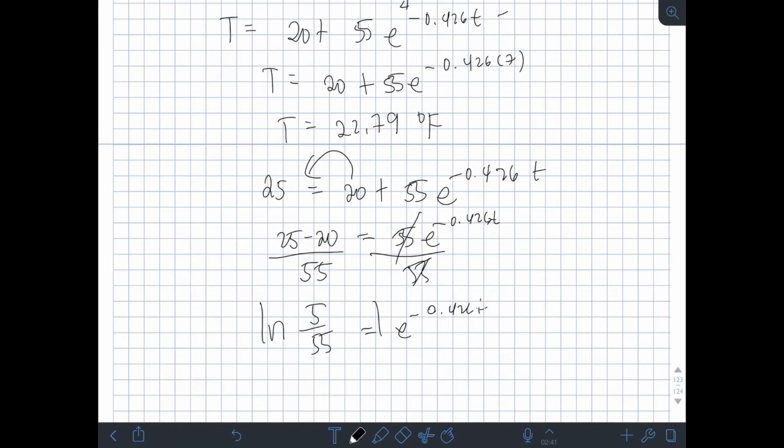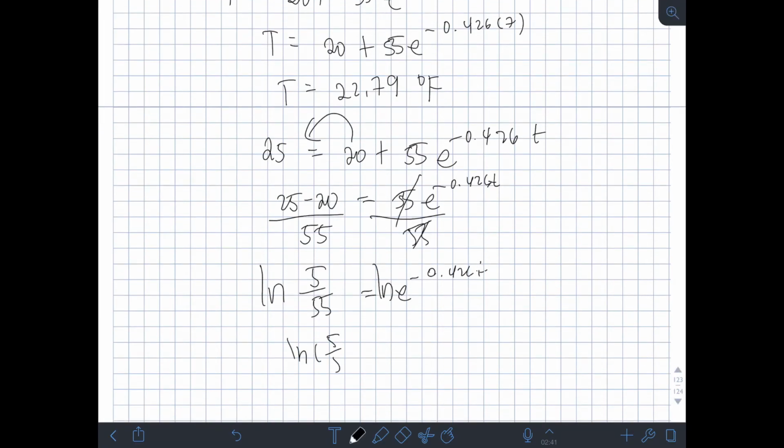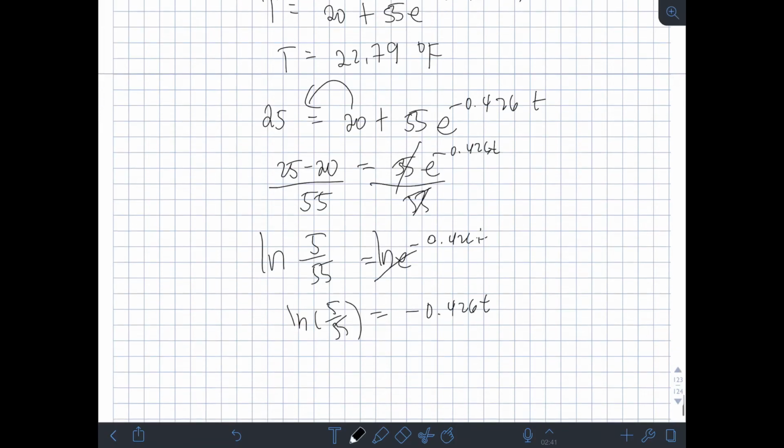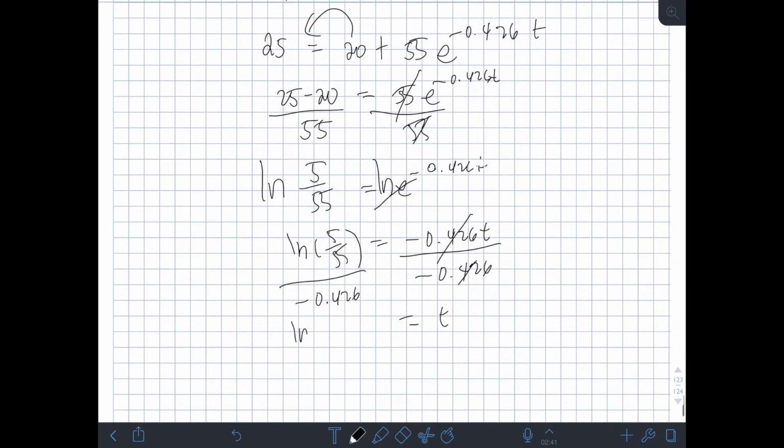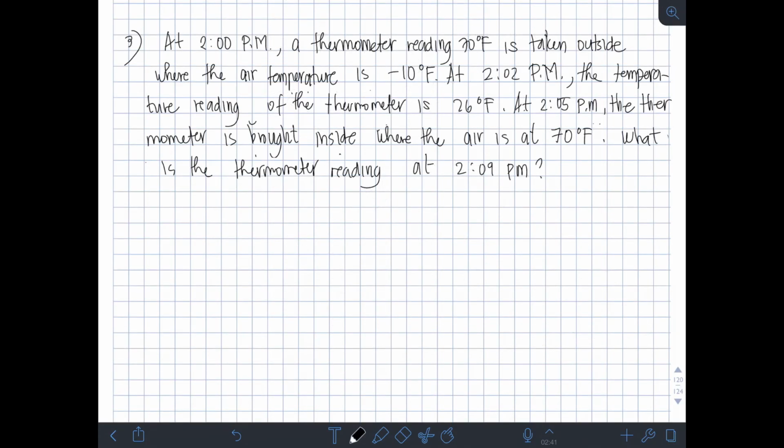Then, ln both sides, we have ln of 5 over 55 equals, so cancel si e, magiging negative 0.426 T. Then divide both sides by negative 0.426 to solve for T. So therefore, T is equal to ln of 5 over 55 divided by negative 0.426. So using calculator, ilan yan? Okay, so approximately 5.63 minutes.